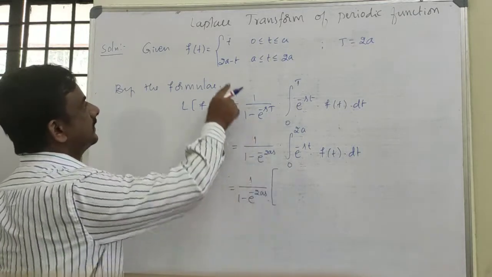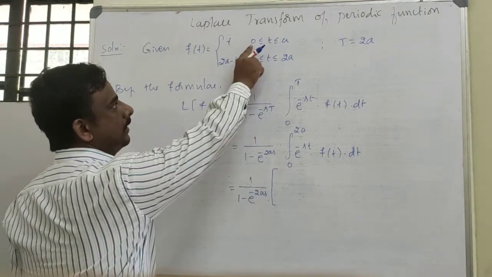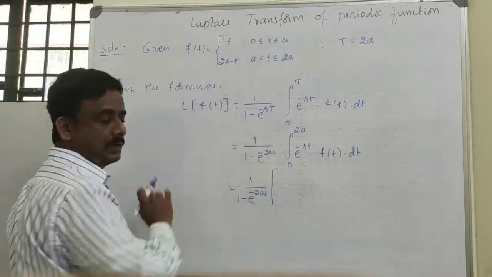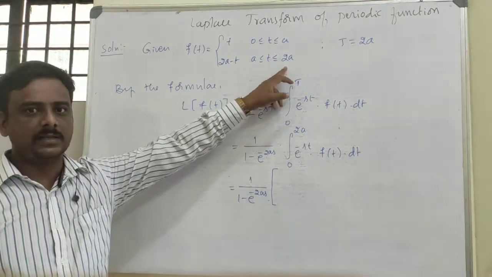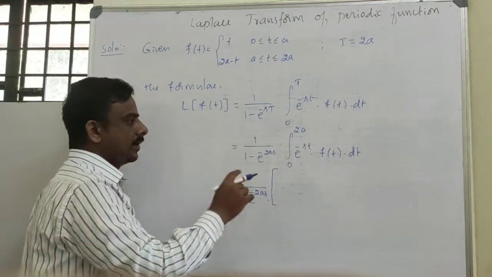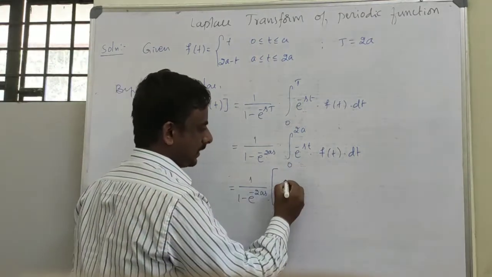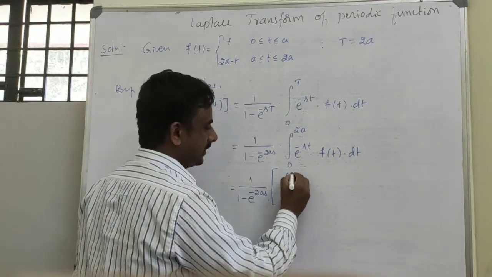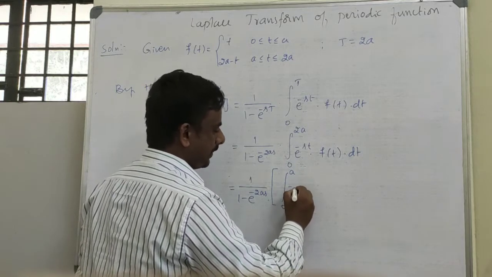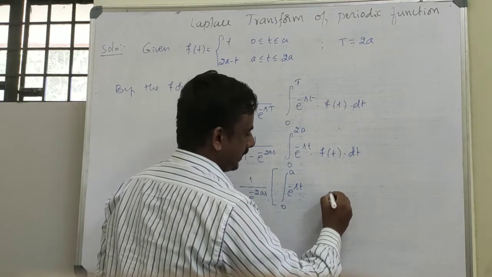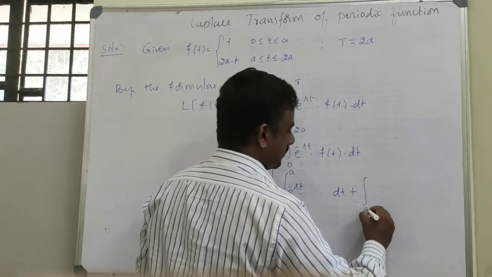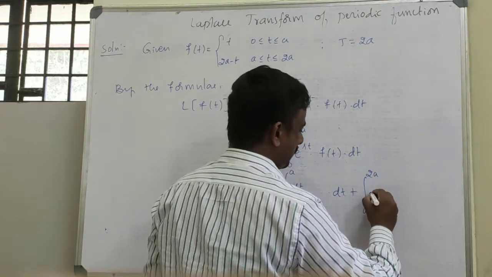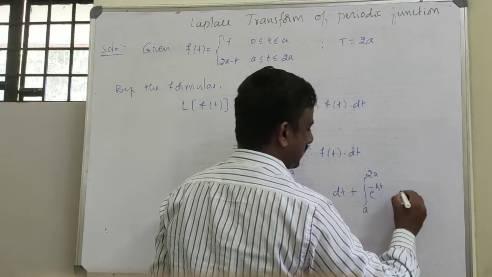Here the function is defined in two intervals. When t lies between 0 and a, it has value t, and when t lies between a and 2a, it has value 2a minus t. So according to that, I have to split this integral. So it will be from 0 to a e power minus st dt plus the second interval a to 2a e power minus st dt.